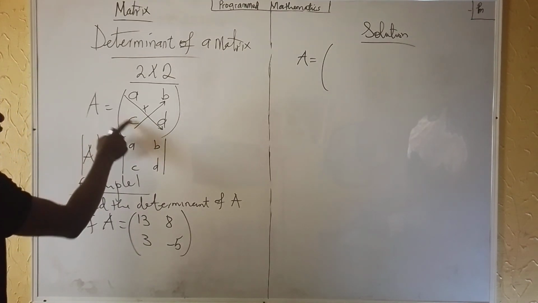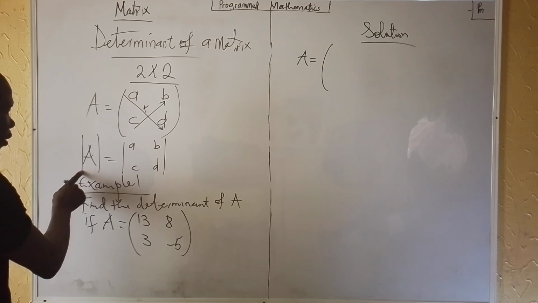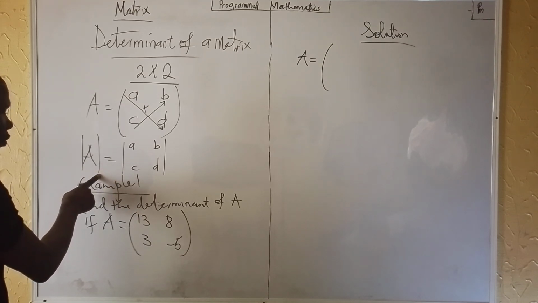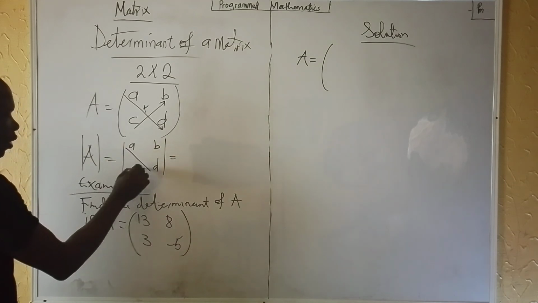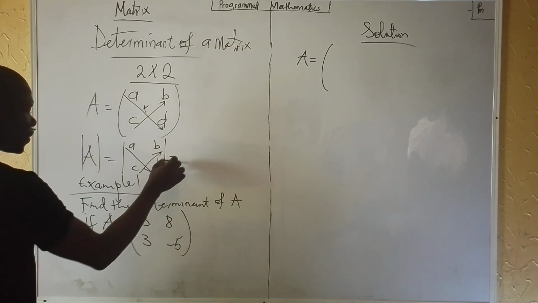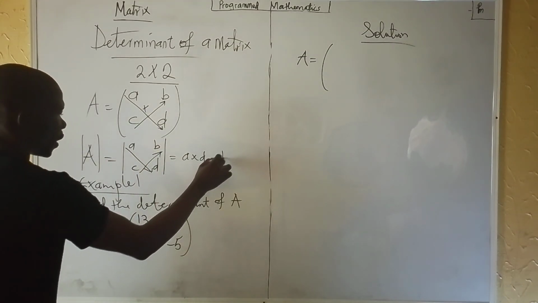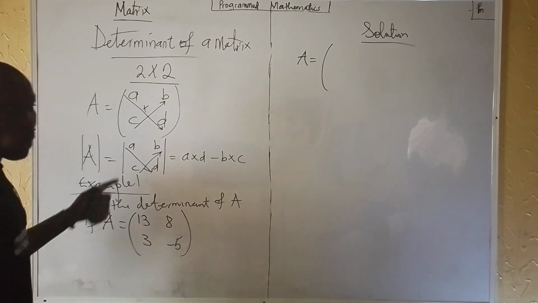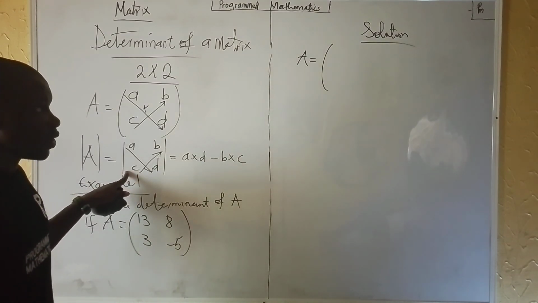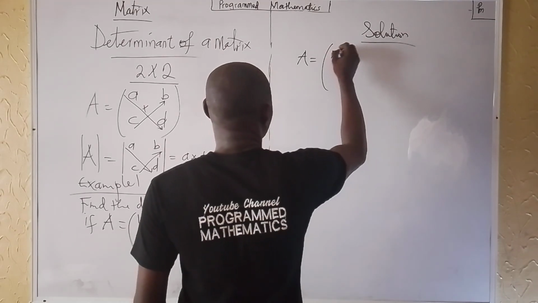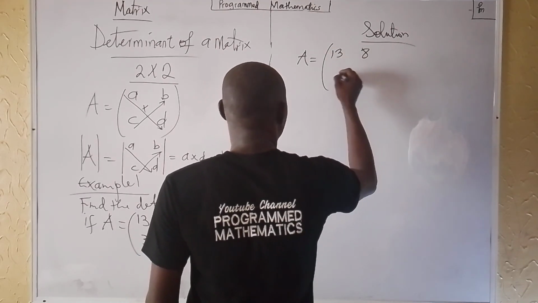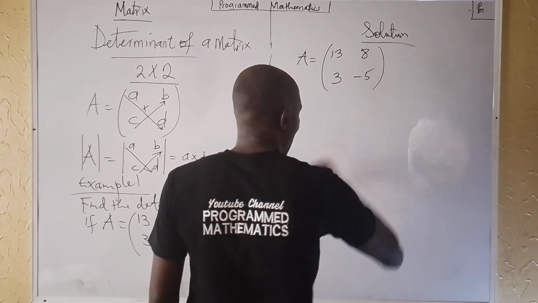You replace this bracket with this absolute or mod symbol. So this will now mean A times D minus B times C. A times D minus B times C. It's important you understand this first. Alright, so if that is okay, we have 13, 8, 3, minus 5.